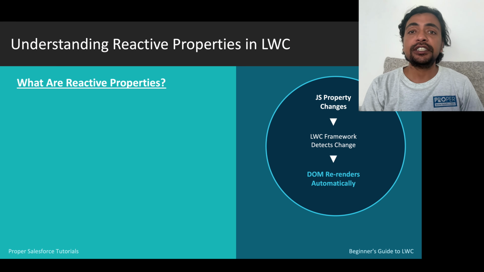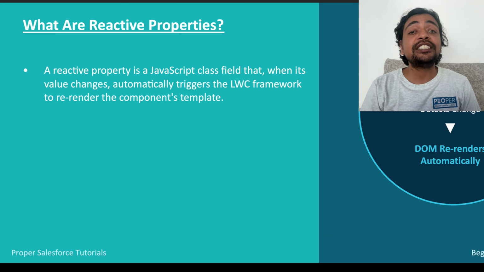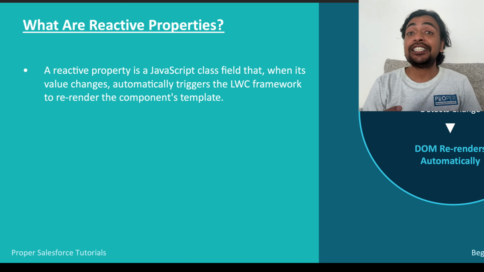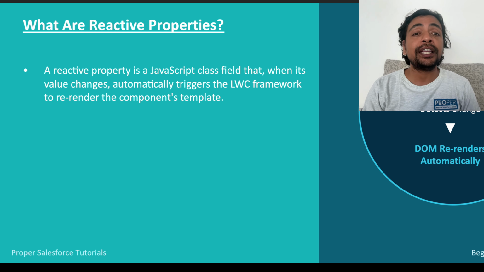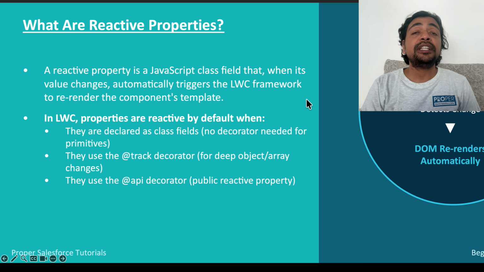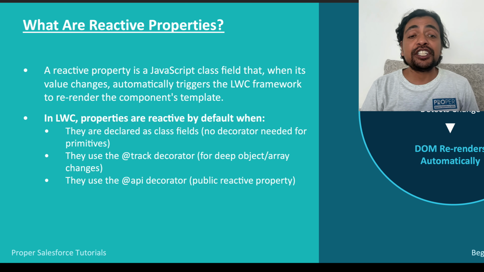Now, first things first, what are reactive properties? A reactive property is a JavaScript class field. When its value changes, it automatically triggers the LWC framework and re-rendering happens on the UI. In LWC, there are basically three ways in which we do such re-rendering. For doing that, we are actually going to use decorators.